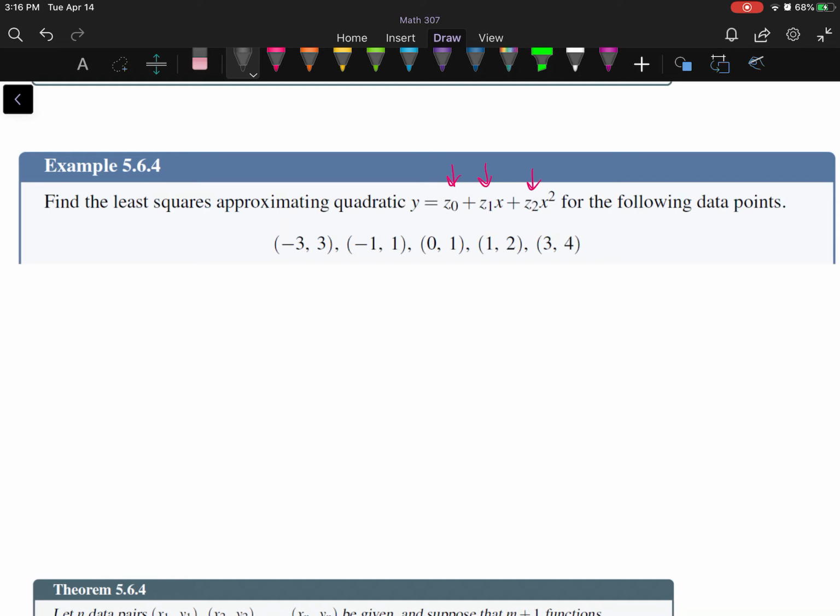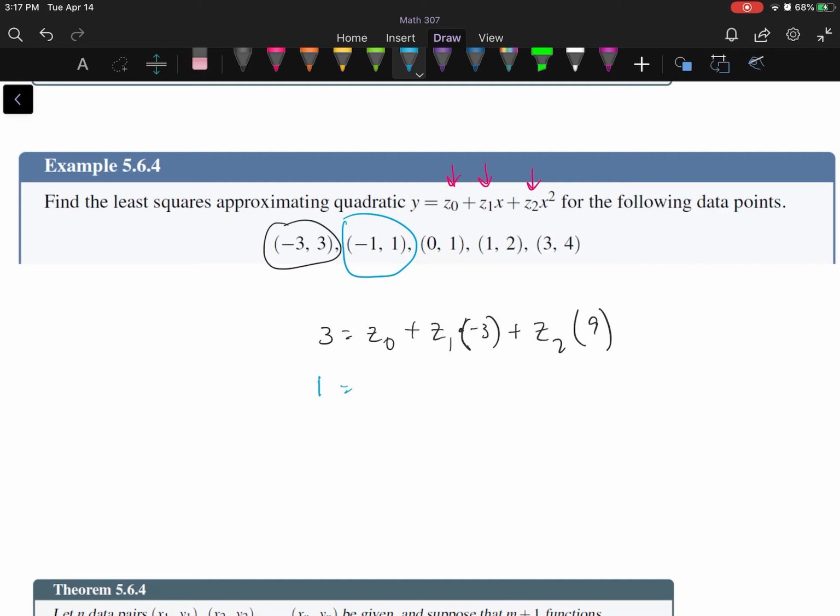So for our first point, the y value is 3. Z0 would just be Z0. Z1 is just Z1. The x value is -3, and let's put that in parentheses. And then Z2 times x squared. So we actually square that -3 and get 9. And so on and so forth.